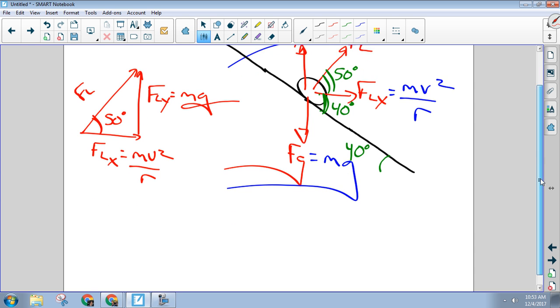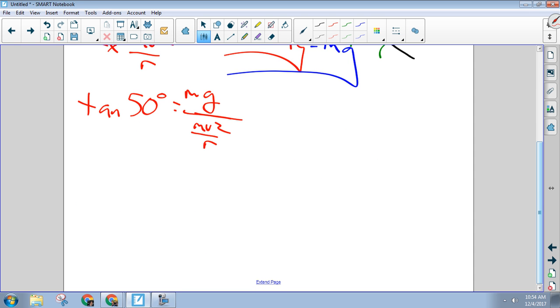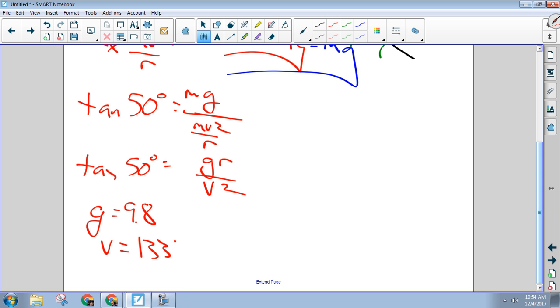All right, so here we go. So let's see. That means then that the tangent of 50 degrees should be opposite, which is g, over adjacent, which is mv squared over r, right? So if you simplify that, it gives you the tangent of 50 equals gr over v squared. And then we know everything, right? We know g is 9.8. We know the velocity is 133 meters a second if you convert it. Something like that. And then solve for your r. Cool?